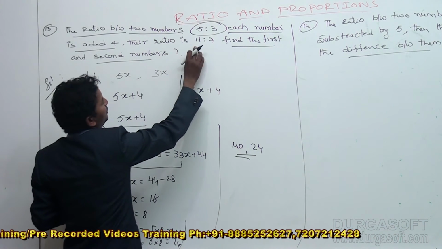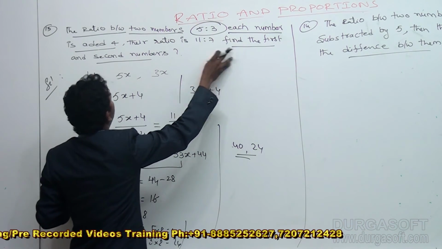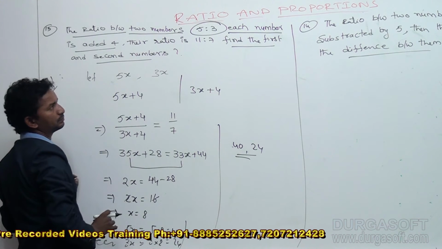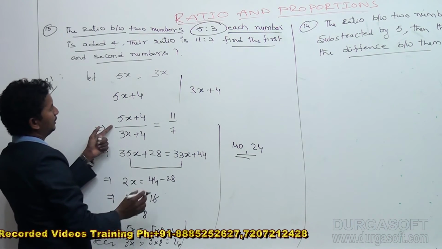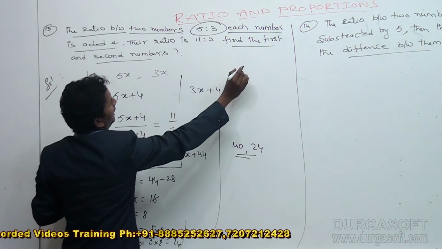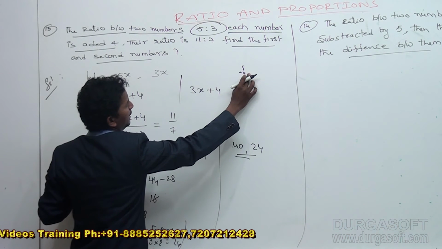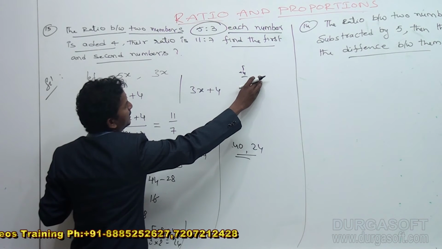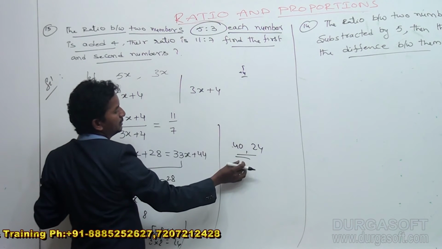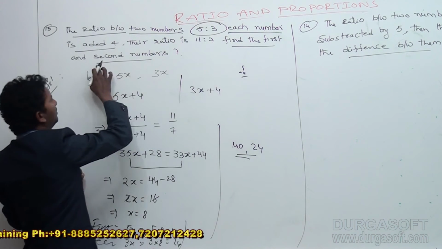If the ratio becomes 11:7, find their first number and the second number. Now suppose I am adding 5 plus 4 here. Each number is added 9, and it will become 7. Now again, find the first number and the second number.